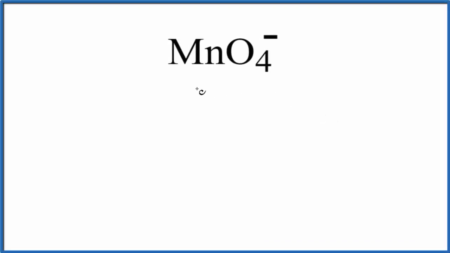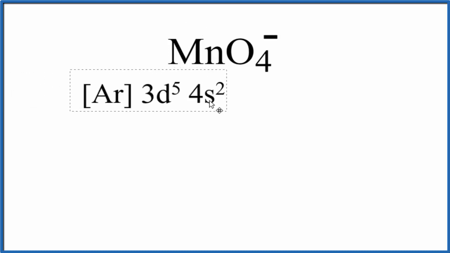In this video, we'll write the Lewis structure for MnO4. This is the permanganate ion. The first thing we need to do with Lewis structures is figure out the valence electrons for the entire ion here. So Mn, this manganese here, that's a transition metal. It's a little more difficult to figure out the number of valence electrons for those.